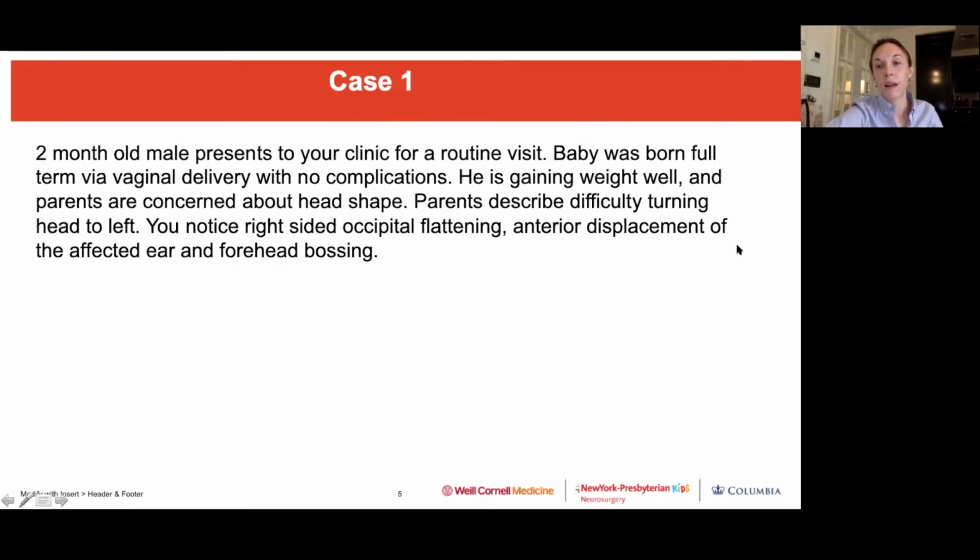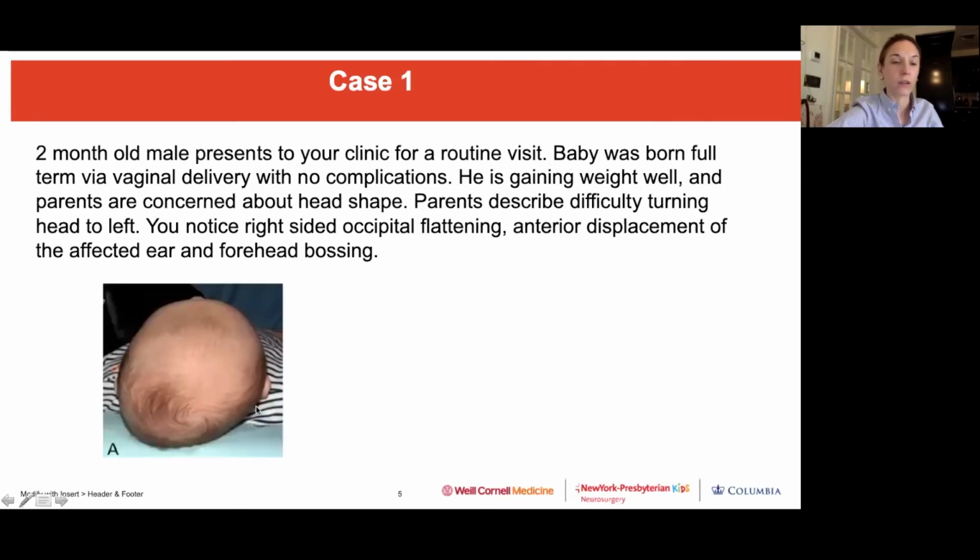They describe that this child has had difficulty turning their head to the left since birth, which you would note as torticollis, and you notice an associated right-sided occipital flattening with anterior displacement of the affected ear and forehead bossing. This is what this child looks like. Displacement on the right side, flattening on the right, ear pushed forward, forehead pushed forward.